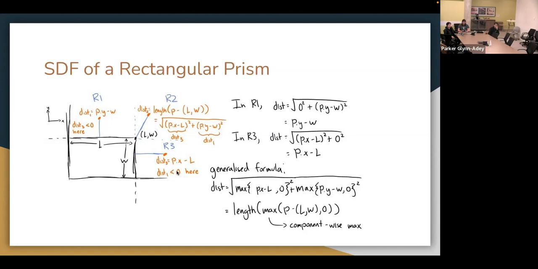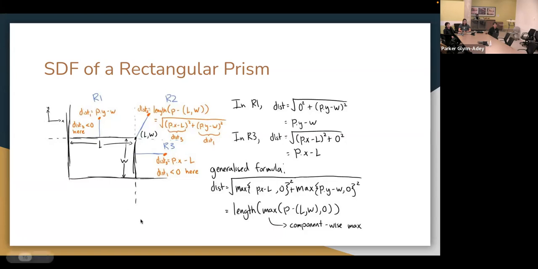What we notice here is that in the formula for R2, you can find the formulas for R1 and R3. Since here we have p.x minus l, that is the distance for R3. And here we have p.y minus w, that is the distance formula for R1. If we try to write R1 and R3 in the form of R2, something squared plus something else squared, we get this here and this here, so just zero squared. And for R1, the other term would be p.x minus l. We notice that in this region, l is this length and x is here, so p.x minus l will be somewhere negative.